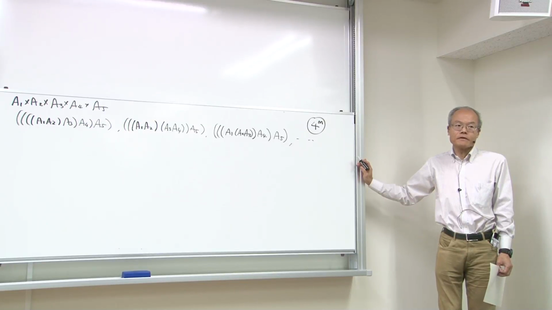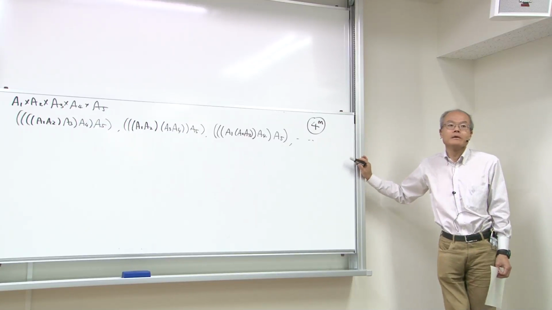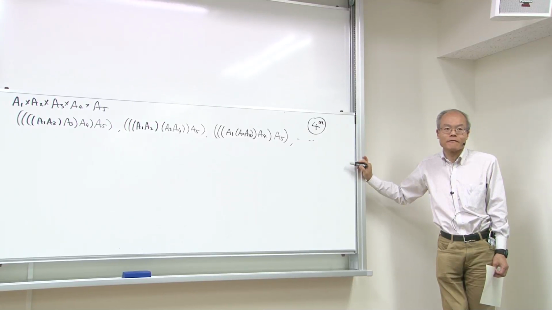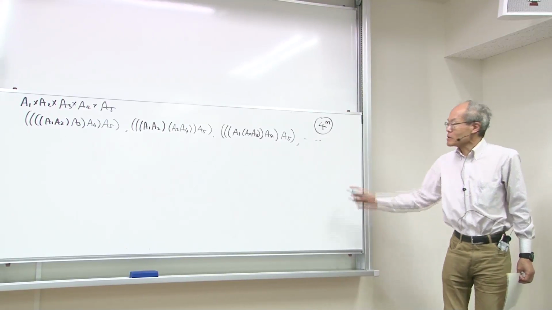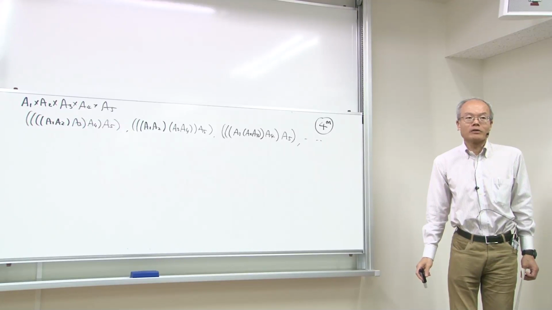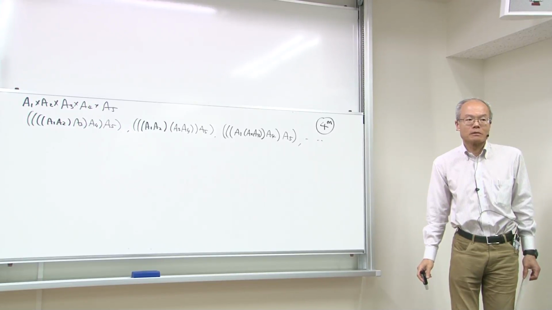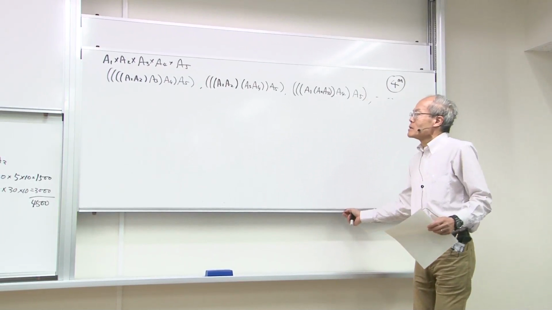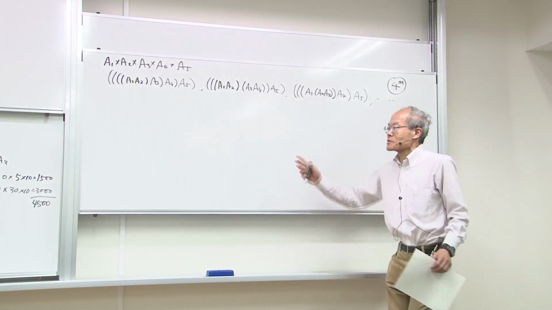What then if you are given n matrices? Really big number. So your task is to find the best order among these 4 to the n different orders. Wow, it's impossible. 4 to the n is just too much. Then what we do is just dp.